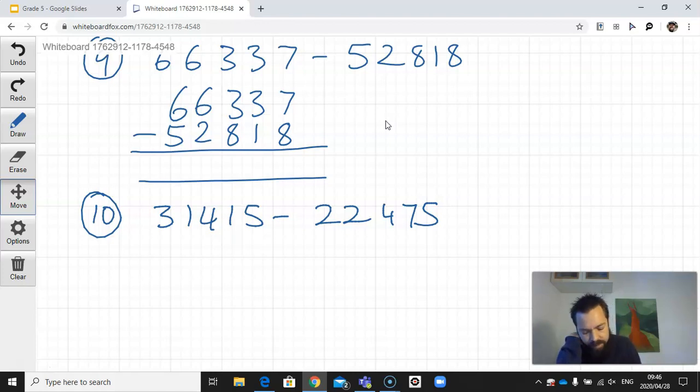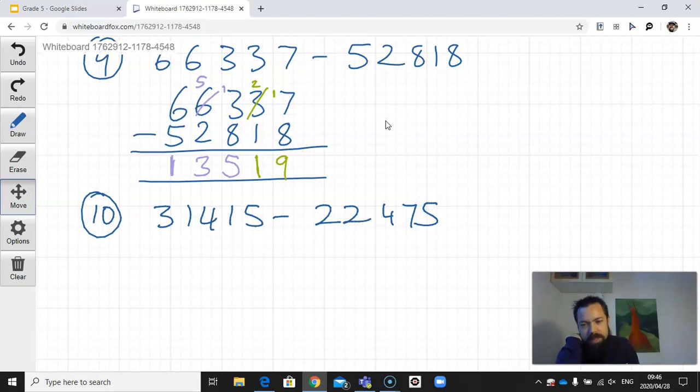So 7 minus 8 I can't do. I'm going to have to borrow. So it becomes a 2, and that becomes 17. 17 minus 8 is 9. 2 minus 1 is 1. 3 minus 8 I can't do, so I need to borrow. Comes 5. 13 minus 8 is 5. 5 minus 2 is 3. 6 minus 5 is 1.